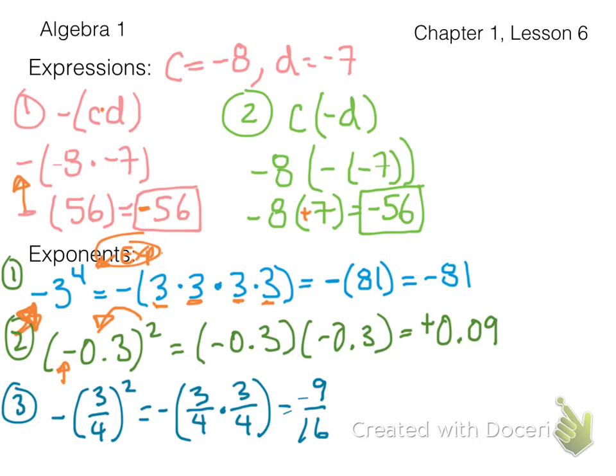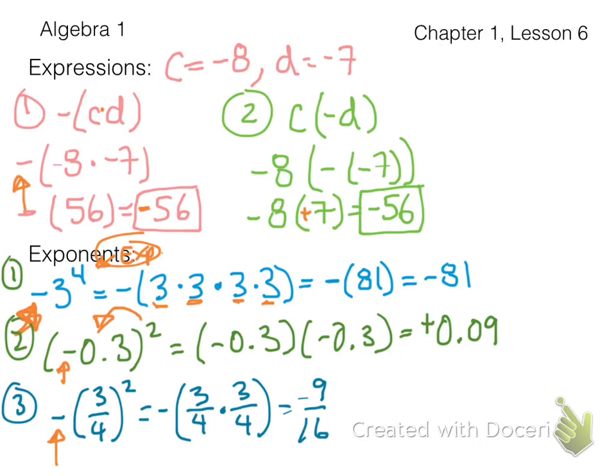Alright, multiplying fractions, we did a review of that just a minute ago. So in this case, the negative sign is not affected by the exponent, but the things inside the parentheses, in this case 3/4, is affected. So it's the opposite of 3/4 times 3/4. Well, 3 times 3 is 9, 4 times 4 is 16. The opposite of 9/16 is negative 9/16.